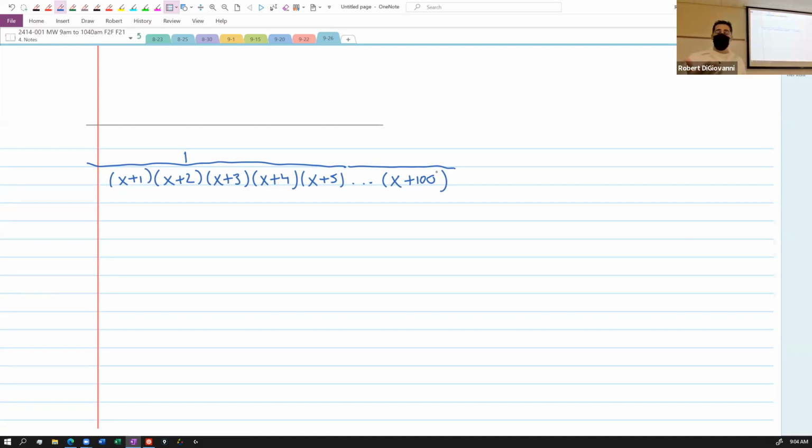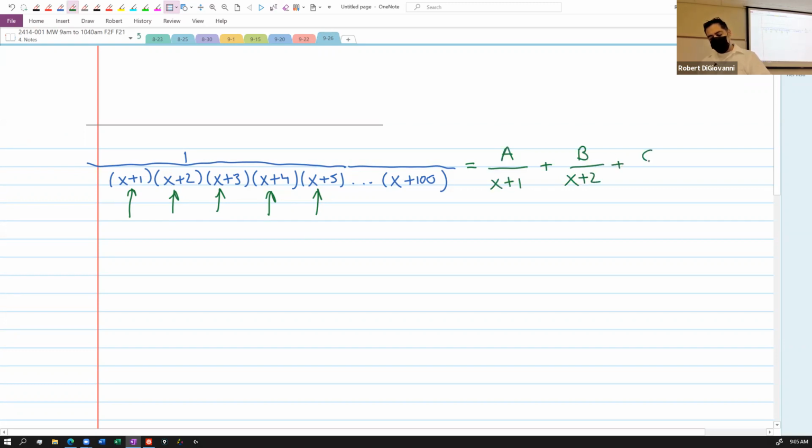It's already factored. So if we were going to do partial fraction decomposition on this, what we would have to do is look at each of these distinct linear factors. How many of them are there? There's 100 of them, okay? And so for each distinct linear factor, we would say that this fraction turns into some number, we don't know, so we'll call it A, over the first linear factor, plus some number B over the second linear factor, plus some number C over the third linear factor. And we would do that all the way till we got out to the last one, right?